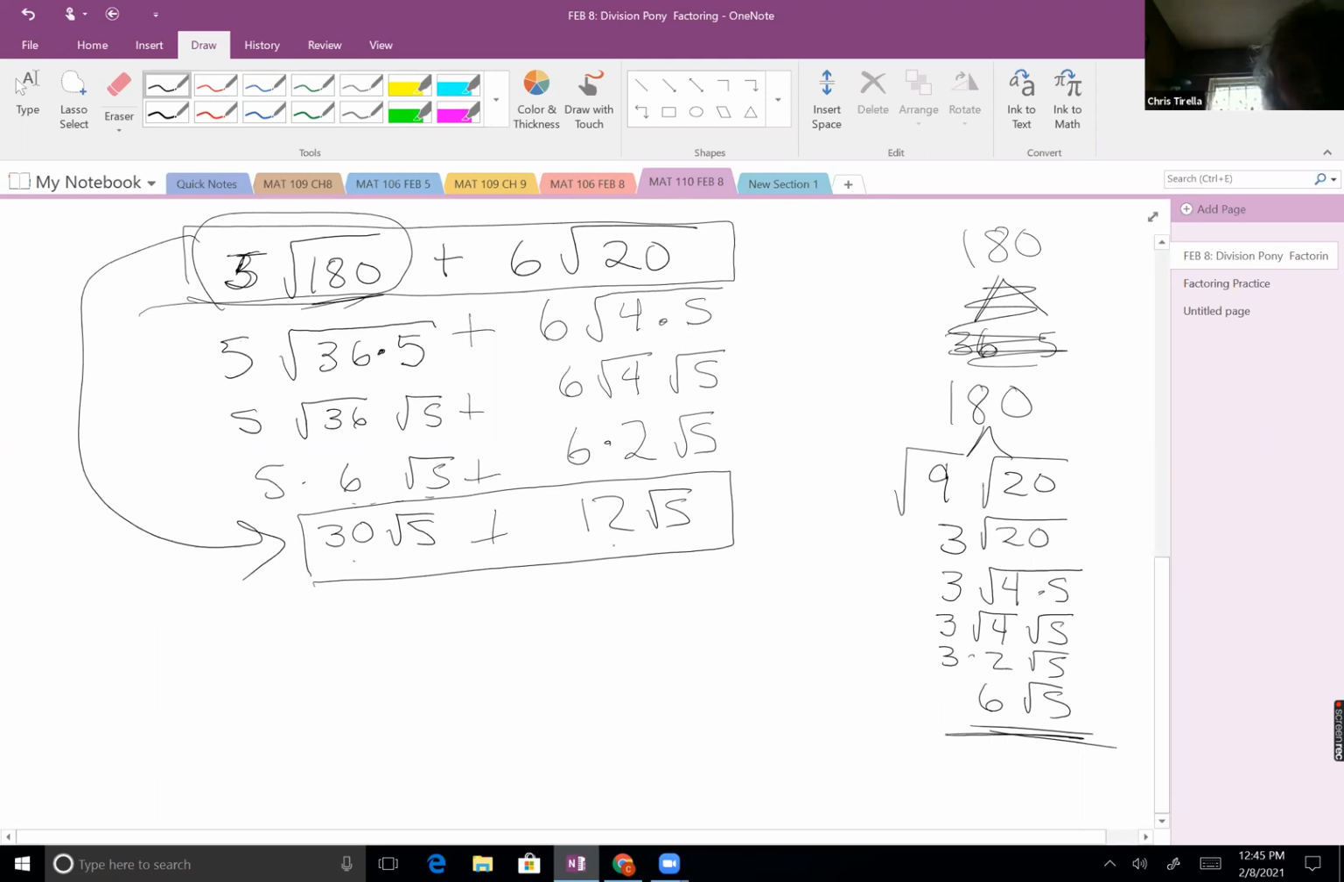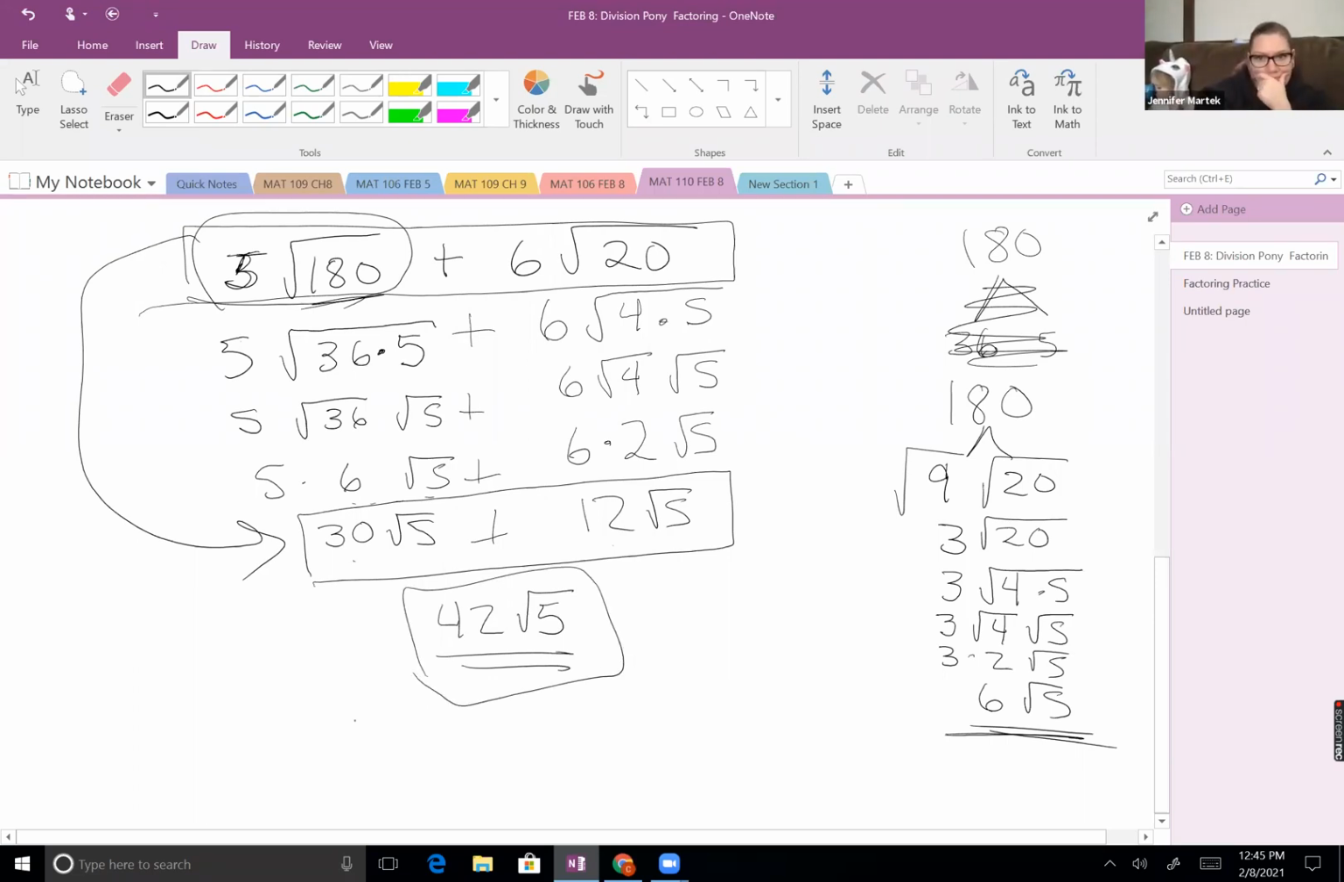So adding 30 plus 12 is 42 square roots of 5. And so this is your final answer. Okay? So when you're adding them, in order to add them, your radicals have to be the same. If they're not the same, try to simplify them.